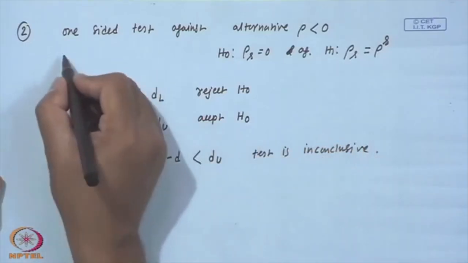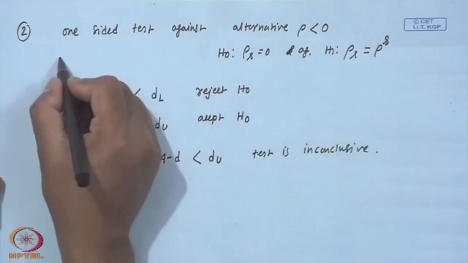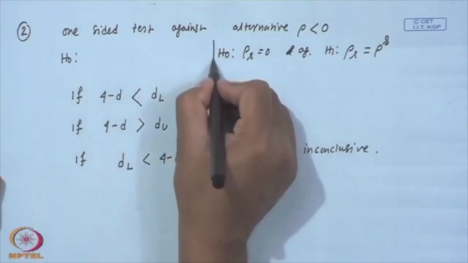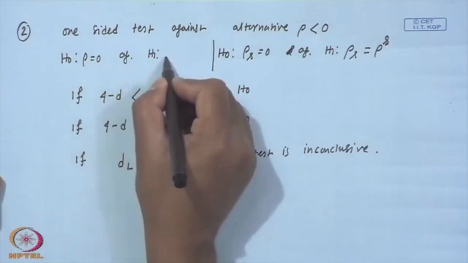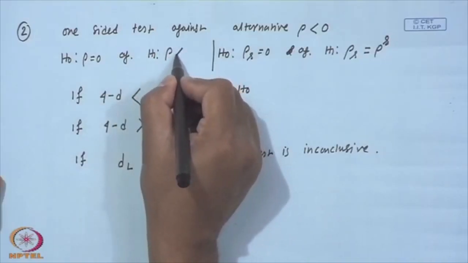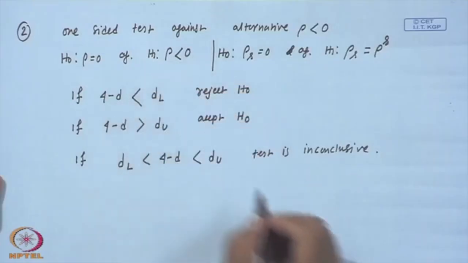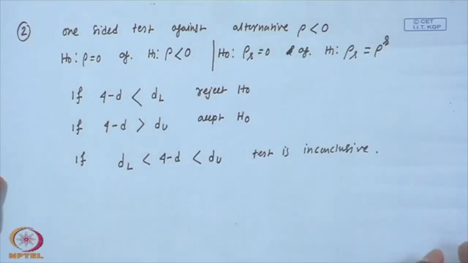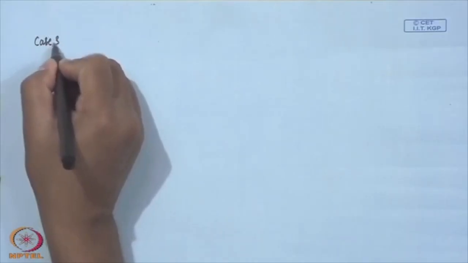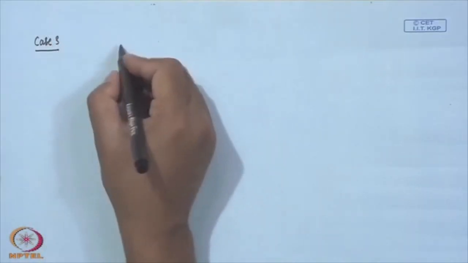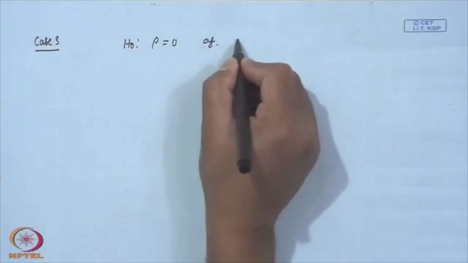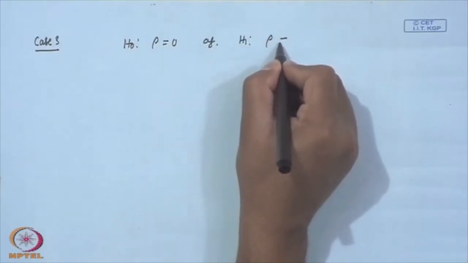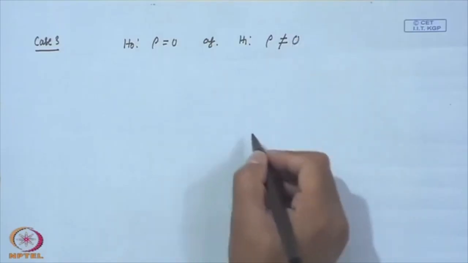Okay, so, similar argument. Here basically we want to test the hypothesis, and testing this hypothesis is same as testing rho equal to 0 against H1, rho is less than 0. Okay. And the final case, the third case, here we test H naught rho equal to 0 against the alternative hypothesis that rho is not equal to 0. So, it is a two sided alternative.